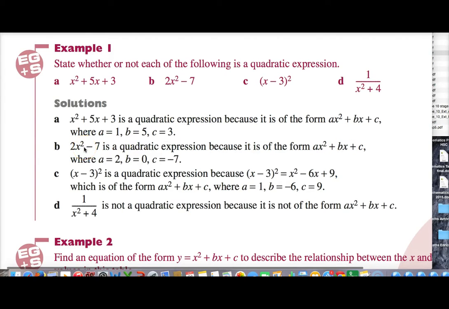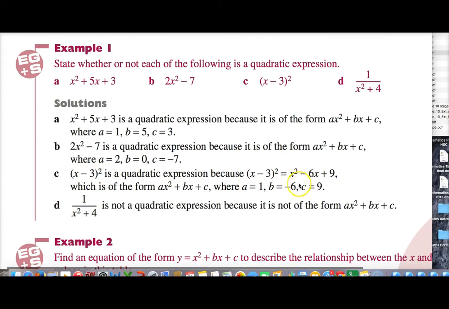Look, girls, it's a quadratic. As long as you can see an x squared in it, it's a quadratic. This has got an x squared. This has got a 2x squared. It doesn't have to have the x term. It actually doesn't even have to have that minus 7. As long as it's got an x squared, it's a quadratic expression. This next one can be expanded to this.